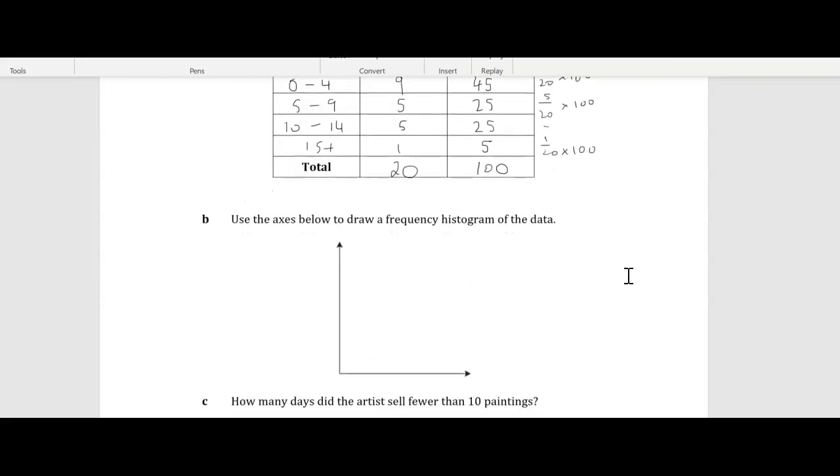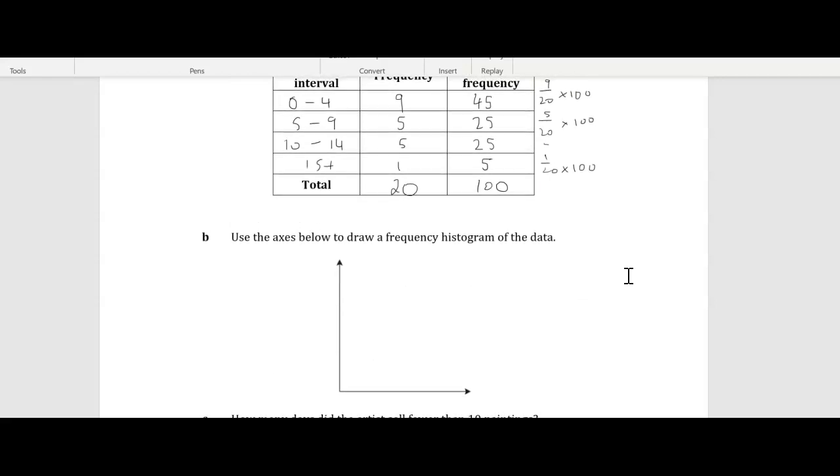Okay, so use the axis below to draw a frequency histogram of the data. So we're going 0, 5, 10, 15, and I'll just do 20 here. All right, and then on your y-axis, we're only going up to 9, so I might just go as high as 10. So we've got 1, 2, 3. Oh, that's a terrible scale.